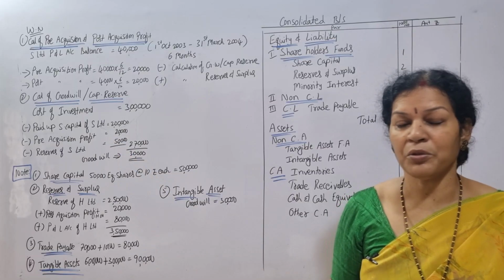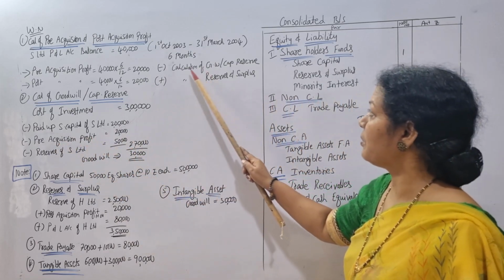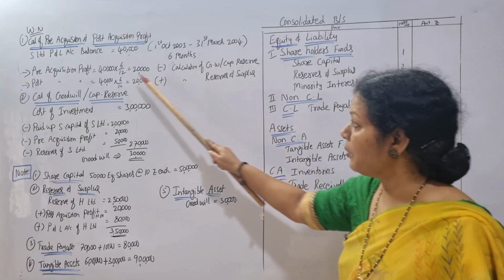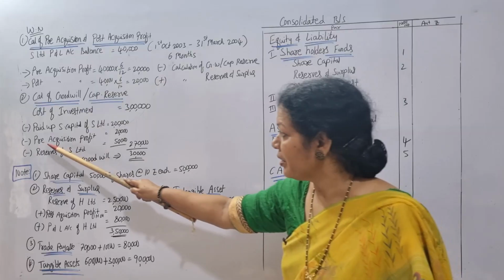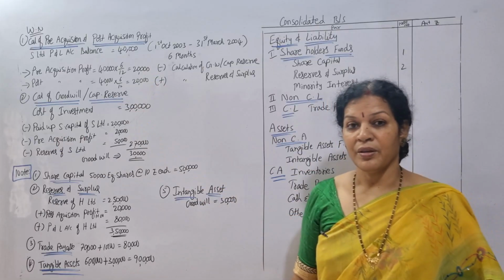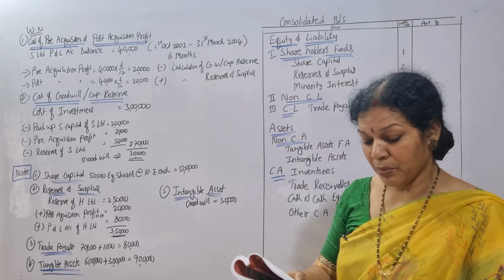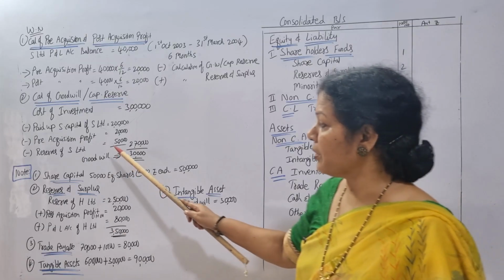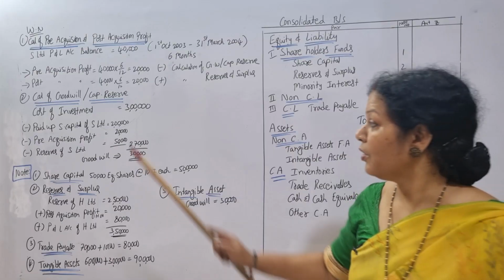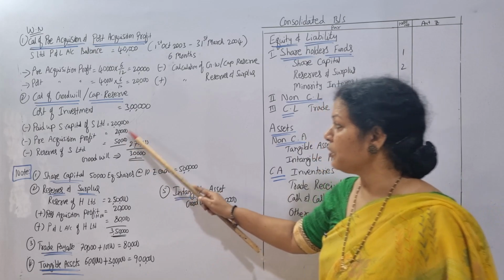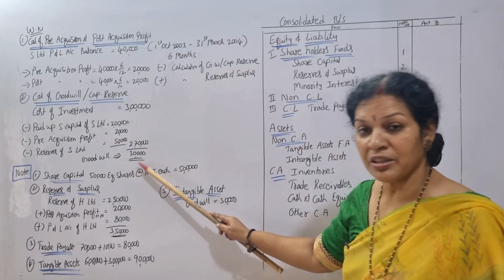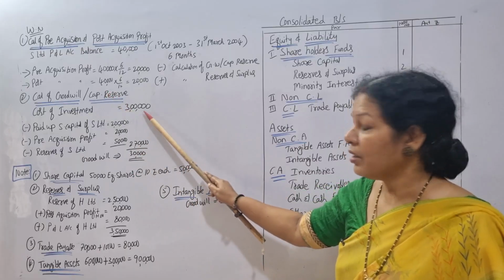Now there are some adjustments. What are those adjustments? One is pre-acquisition profit. So there we are going to deduct pre-acquisition profit, 20,000. And also there are reserves of 50,000. So 50,000 also we have to deduct because it is a capital profit. If you deduct both amounts, altogether it is coming to 2,70,000. So the amount here is 30,000. 30,000 is the goodwill.